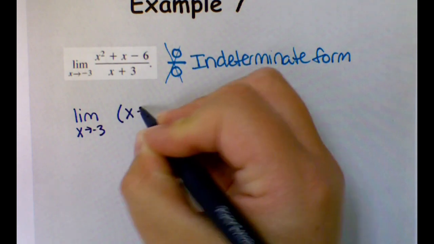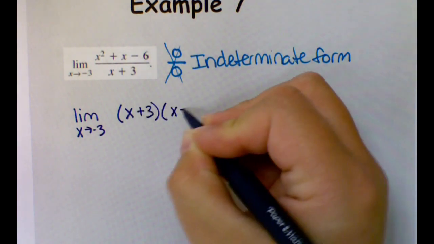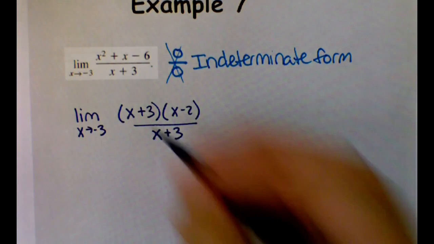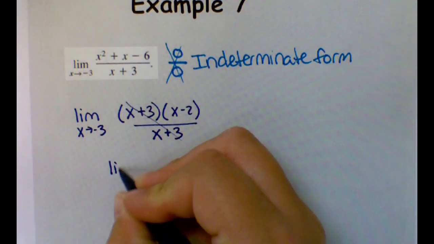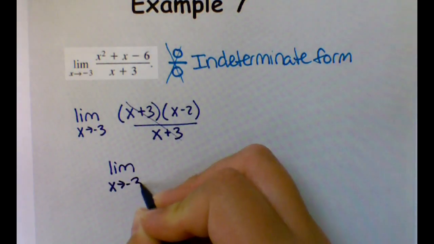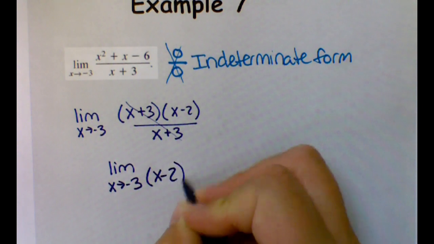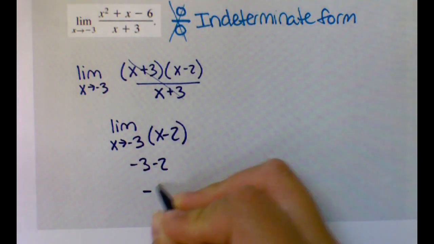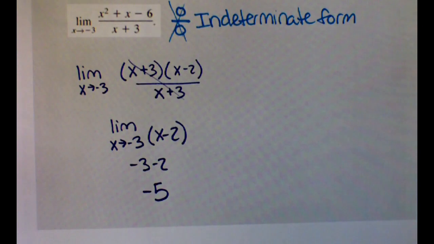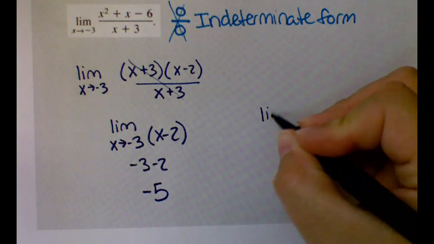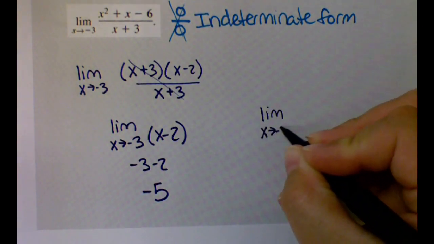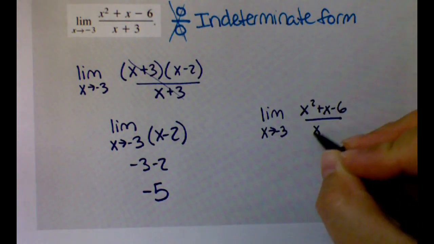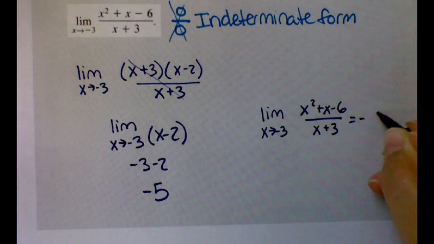I can factor this to x plus 3 times x minus 2 over x plus 3. Those x plus 3's cancel, leaving me the limit as x approaches negative 3 of x minus 2. And now I can just plug in negative 3, and my limit equals negative 5. So I would say the limit as x approaches negative 3 of this whole function equals negative 5.